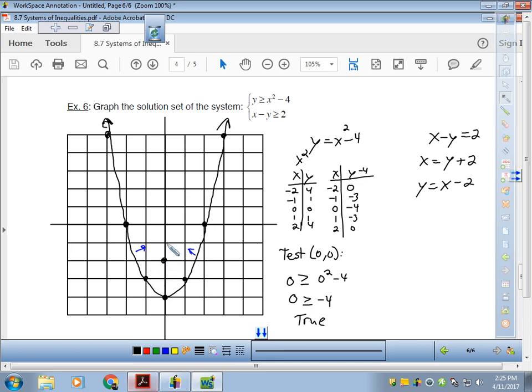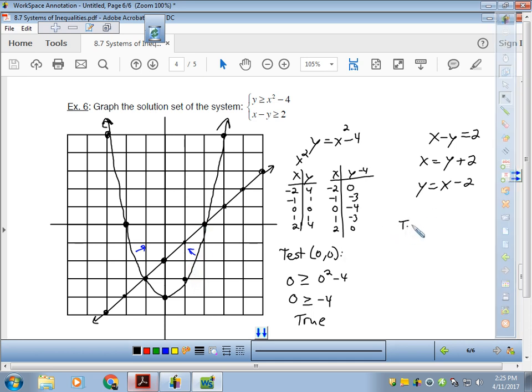My slope of 1 means I go up 1 over 1, up 1 over 1, and so on. I can also go from this point and go down 1 to the left 1, down 1 to the left 1. Now when I connect those points together, it will be with a straight line that is solid, not dotted, because of the inequality there. So I connect all those points together, put my arrows on the ends, and then I need to decide how to shade this line.